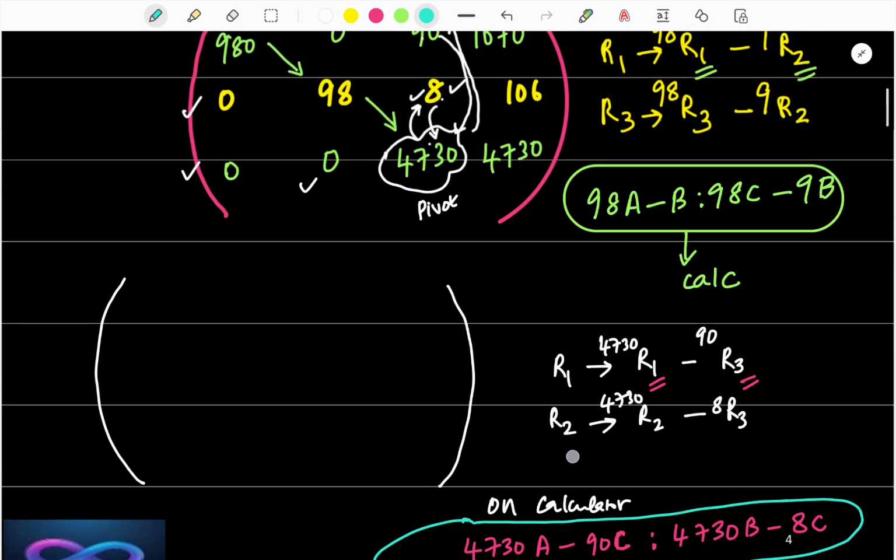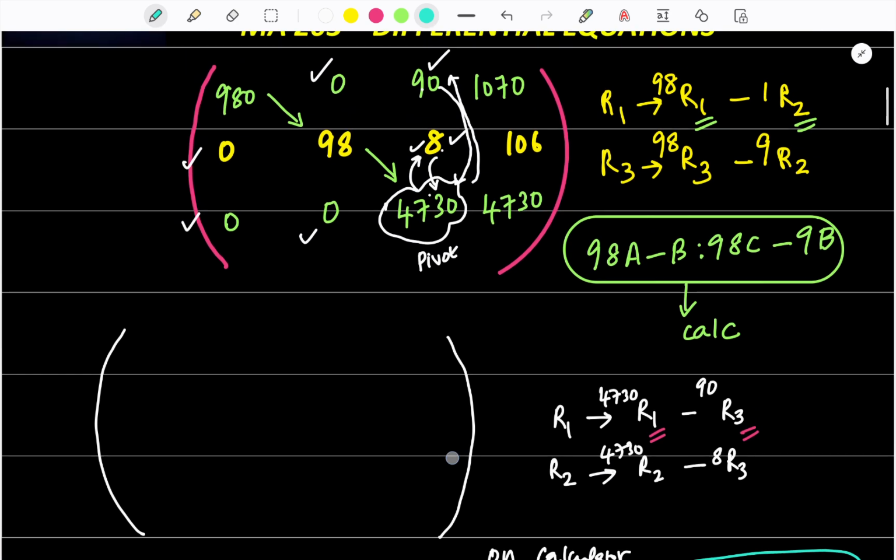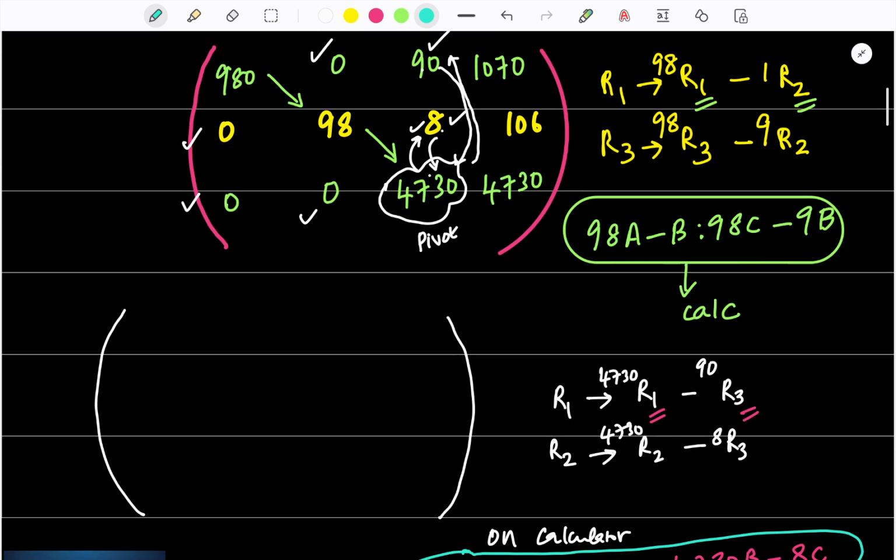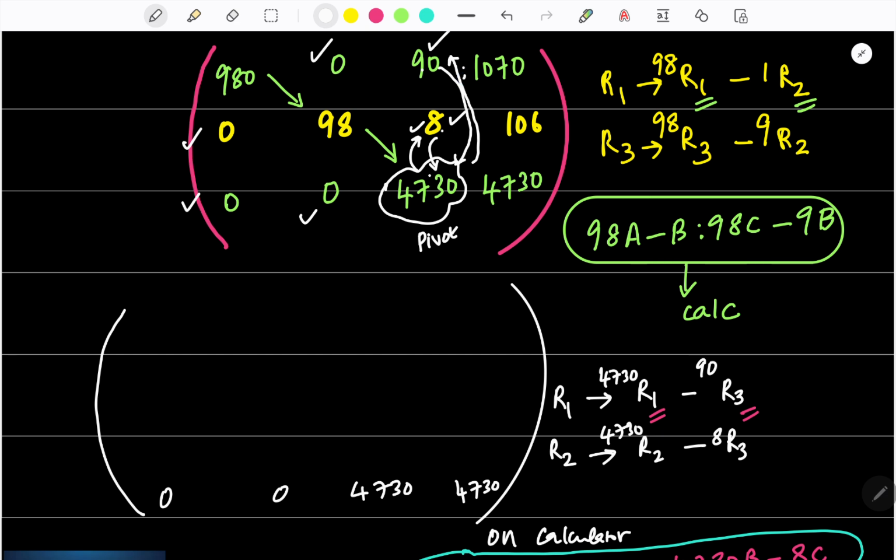Yes, I'm back. Now, where are the rows changing? The row 1 and row 2 is changing. So no change in what? R3. So don't change R3. 0, 0, 4, 7, 3, 0, 4, 7, 3, 0. No change. Clear, everybody? Right. Let me write in a good way. Yes. So it is 0, 0, 4, 7, 3, 0 and 4, 7, 3, 0. This you need to put colon or you need to put a line.